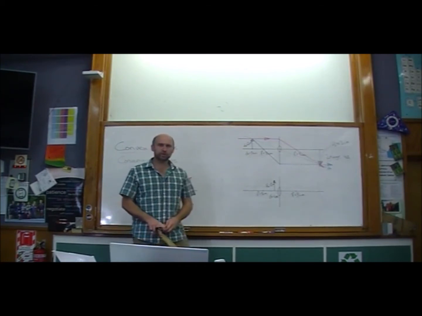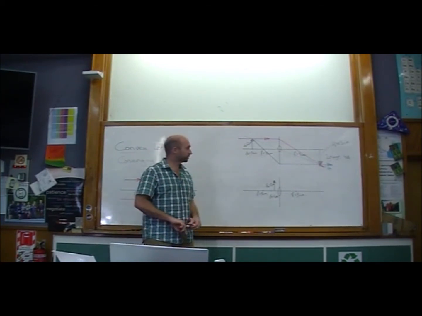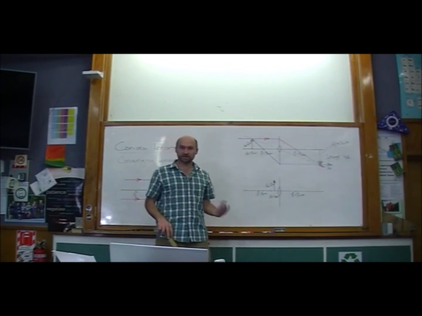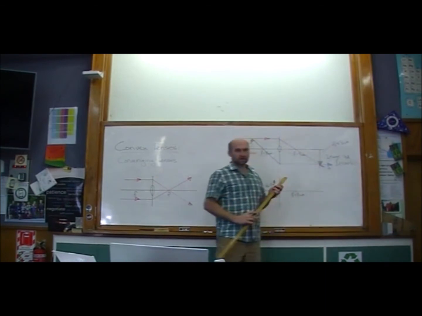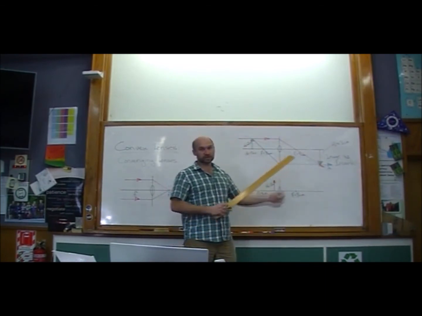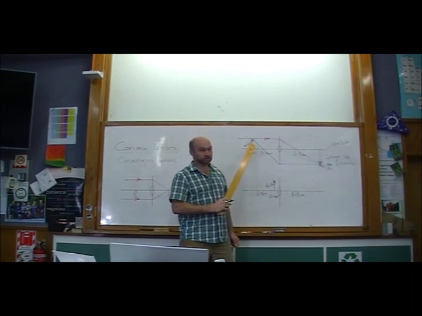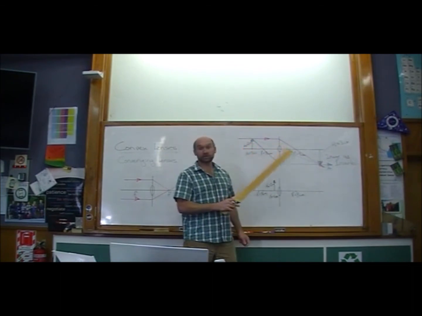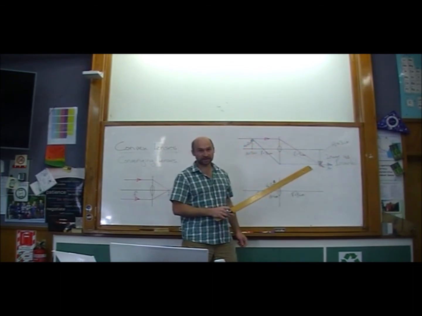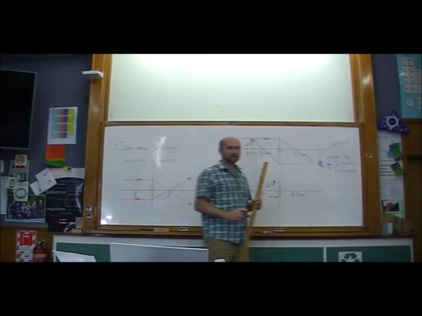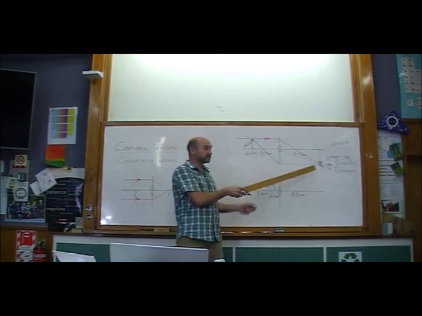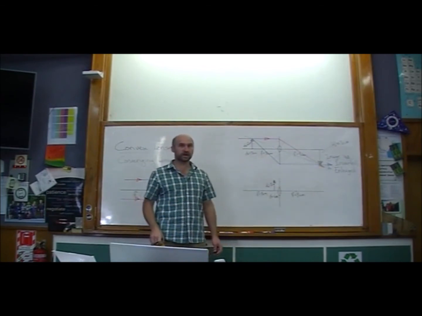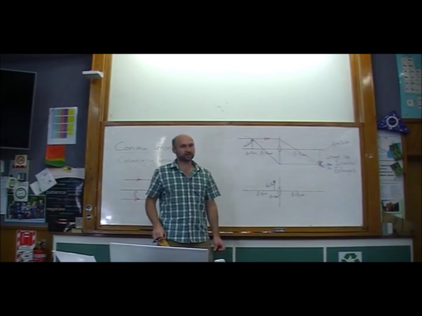We need to use 3 words to describe the image. It's upside down, and so we say it's inverted. The height of the image is 3 centimetres. The height of the object was only 2 centimetres, and so the magnification is enlarged. And it's formed with real rays. If we put a piece of paper here, we really would form an image of our object on that piece of paper, and so it is a real image.